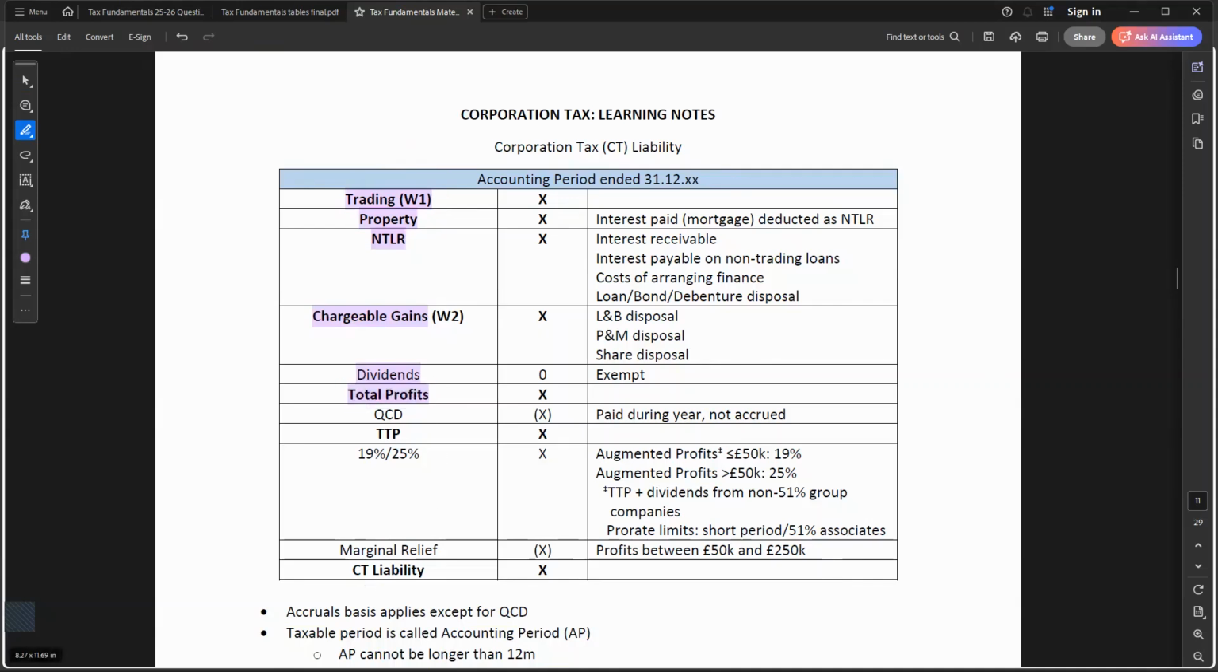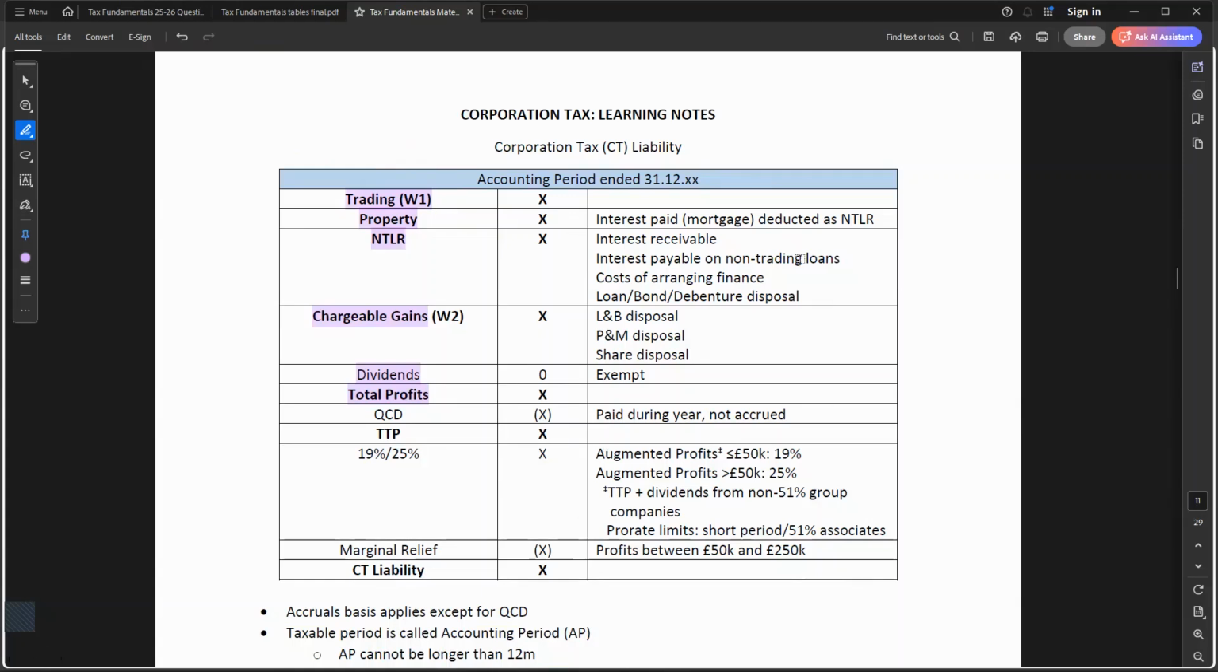We'll firstly look at how trading income is calculated, and then we'll think about the non-trade loan relationships, which is the interest, chargeable gains, and then look at how we calculate the corporation tax liability for the company. We'll talk through an on-screen example that is similar to a scenario question that you'll have in the exam. At the end of this class, we'll then talk through some scenario exam-style questions.